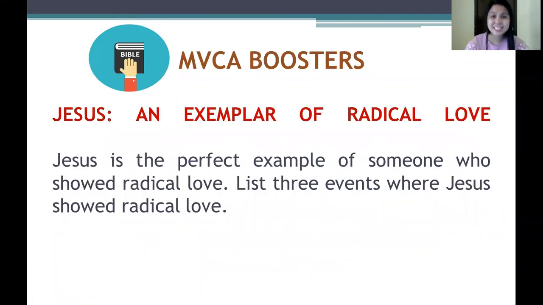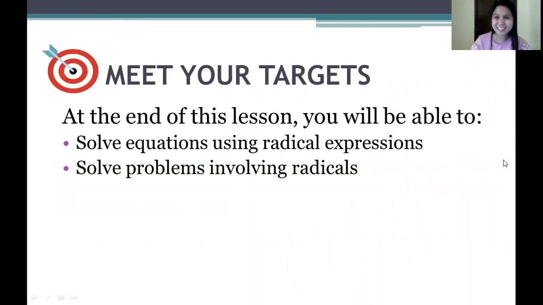At the end of today's class, you will answer our MVCA boosters, and it's about Jesus, an exemplar of radical love. If you say exemplar, it means an example of doing radical love. Jesus is a perfect example of someone who showed radical love. List 3 events where Jesus showed radical love. So that will be your MVCA boosters for today.